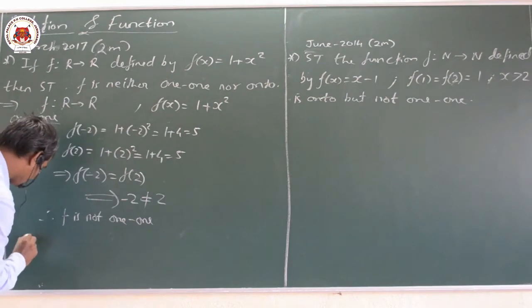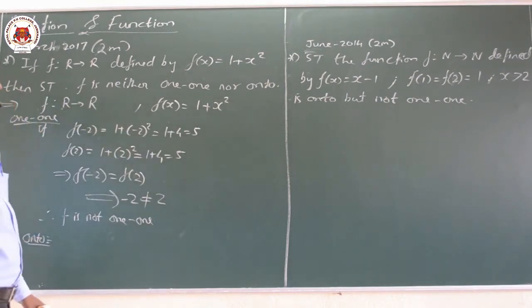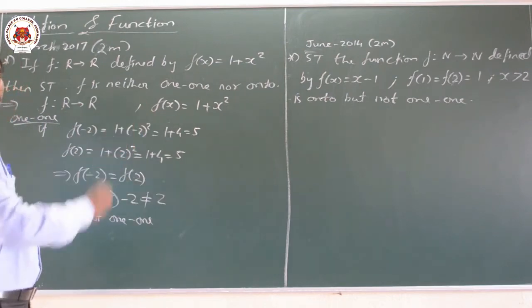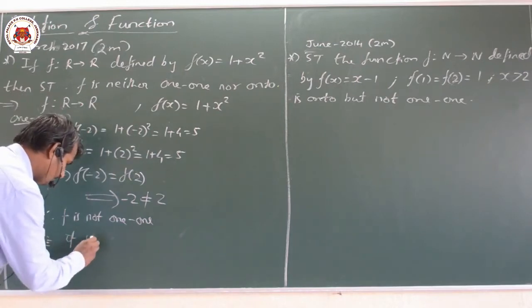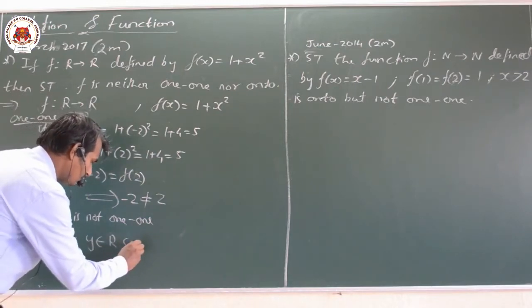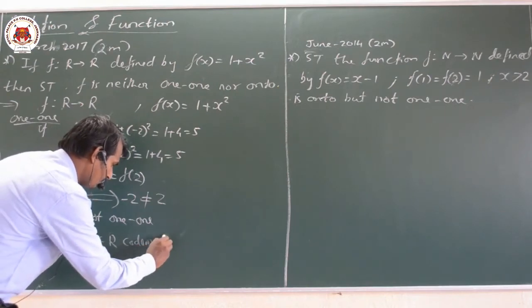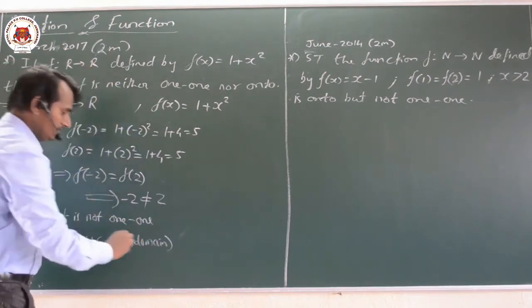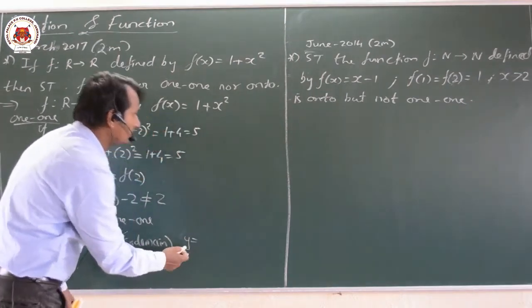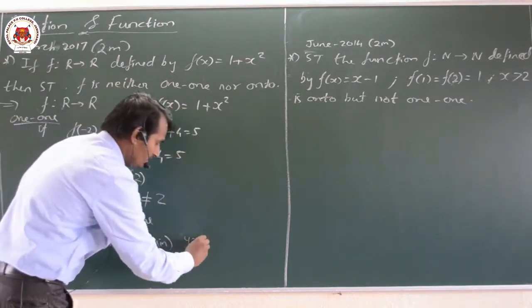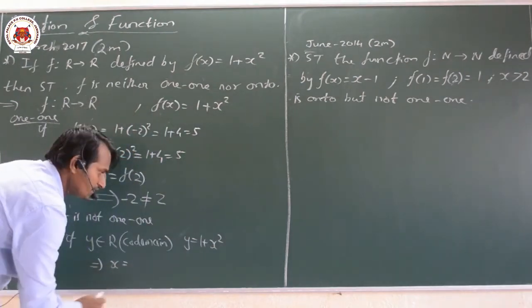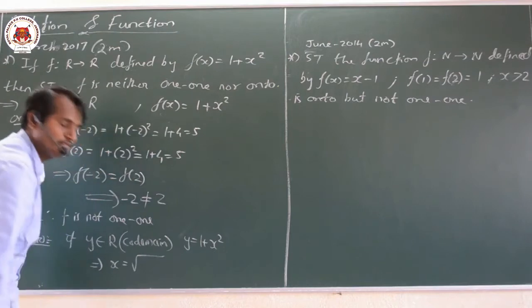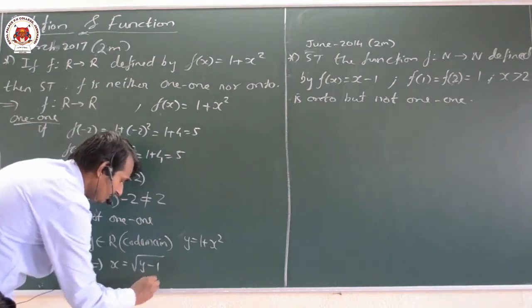Next the onto. For onto, how do we have to discuss here? Already it asks us to show that it is neither 1-1 nor onto. For onto, if y belongs to R, here R means codomain, y equal to f of x. f of x means 1 plus x square. That implies x equal to root of y minus 1.